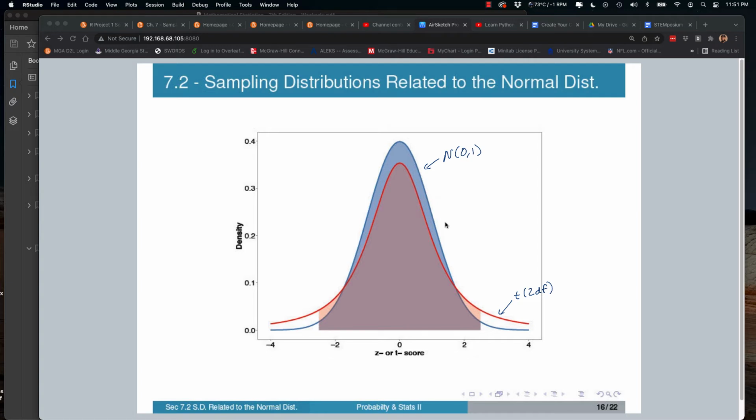Because of that, another thing I want to note is, as the n value, the sample size, approaches infinity, so the bigger n gets, and that means the degrees of freedom get larger, right?